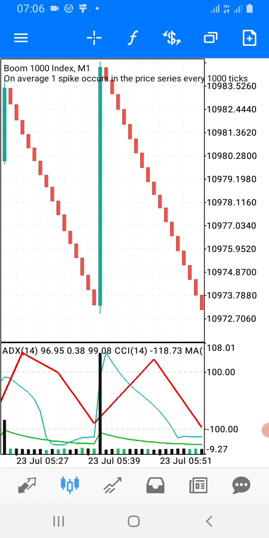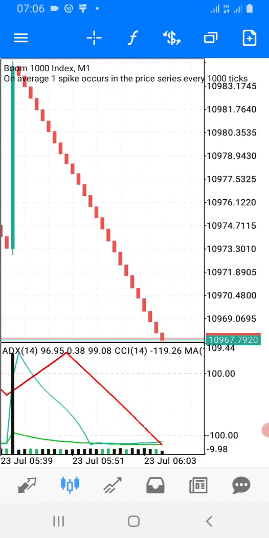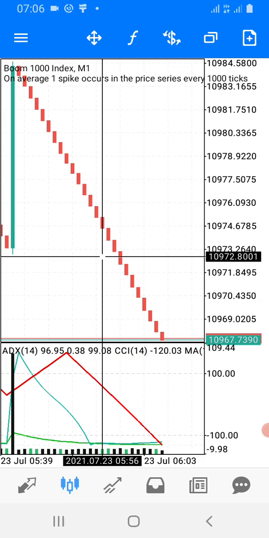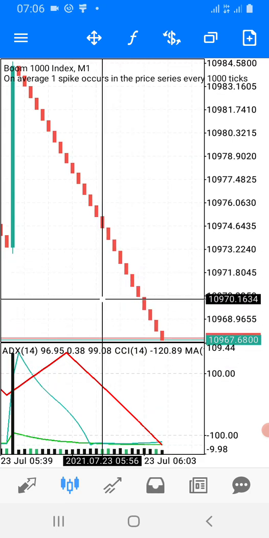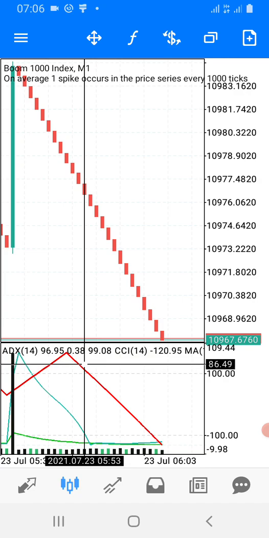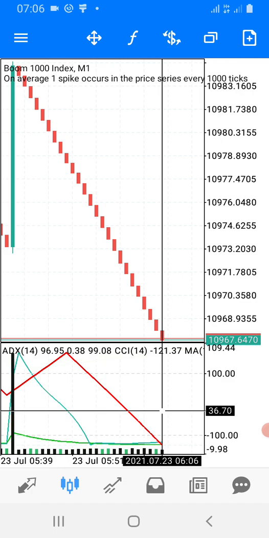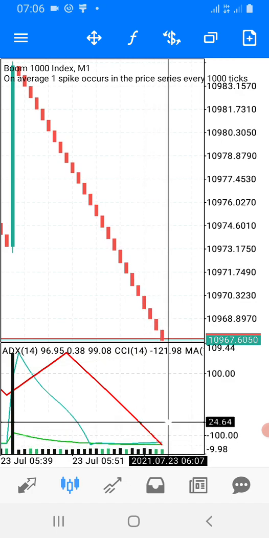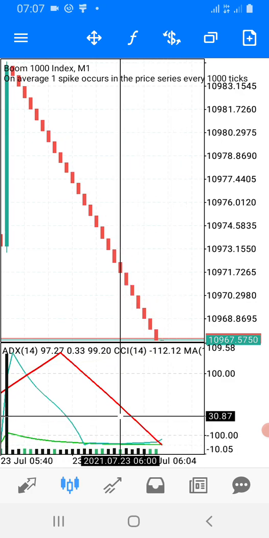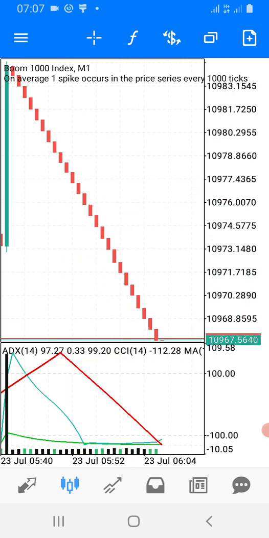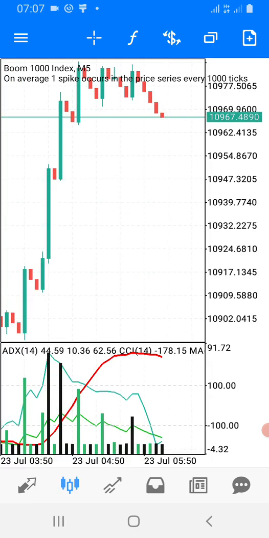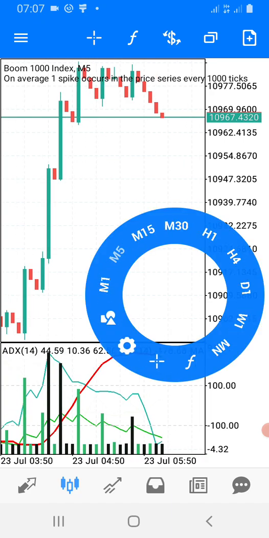This is the crash and boom strategy: how to catch spikes on crash and boom. Like I told you, I'm going to show you how to set the indicators, but let me just show you the conditions first. You see this red moving average? Once it crosses this green line, you're expecting a spike for boom 1000. Yes, guys, we're expecting the spike as soon as possible.